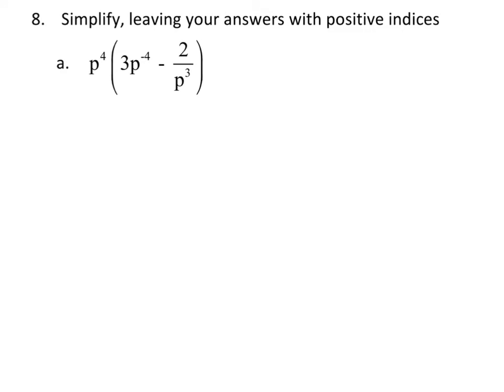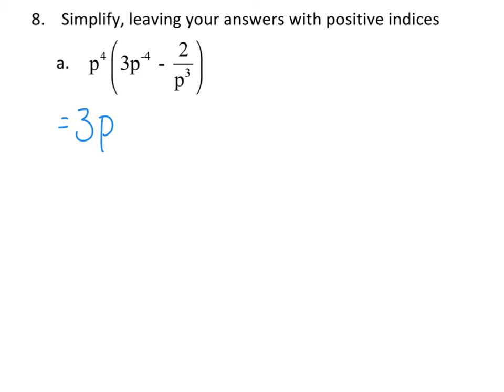This is question number 8 in the non-calculator section. We're asked to simplify, leaving your answer with positive indices. So we have p to the power of 4 multiplying a bracket. The first thing we want to do is multiply the p to the power of 4 with the first term, 3p to the negative 4. This p has a 1 in front, so when we multiply it with this 3, it just gives us 3. And it's going to be p to the power of something.